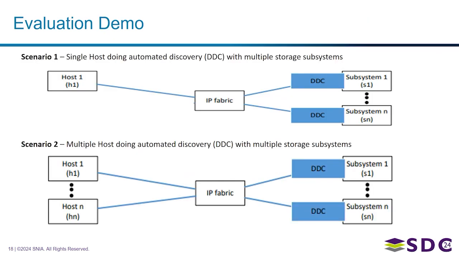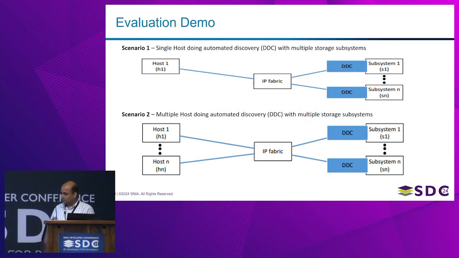So we'll go through the demo in the next slides. The demo covers 2 scenarios. One is when a single host wants to connect to multiple subsystems using DDC, and the other is when multiple hosts try to connect to multiple storage subsystems using an IP fabric network.